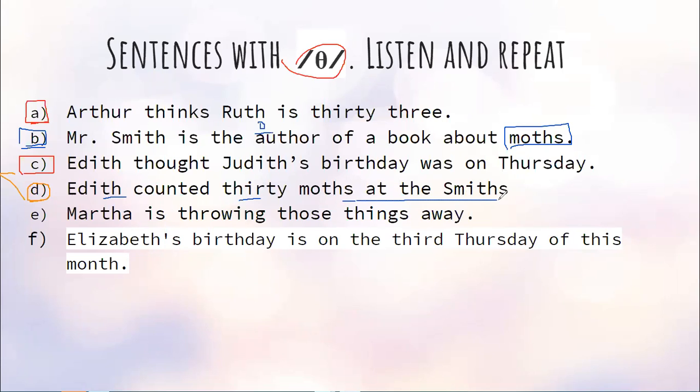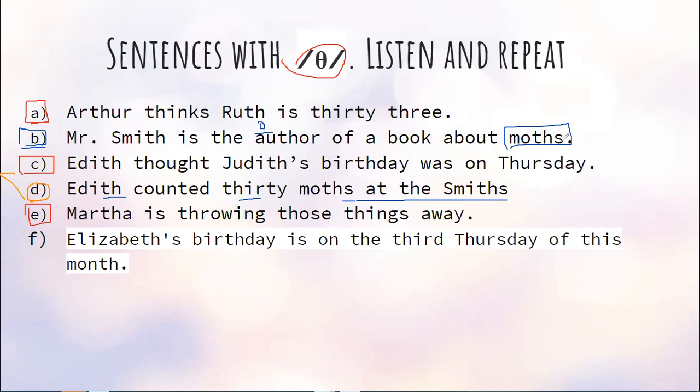Esta parte es compleja. A ver, la última vez, Pancha. Moths at the Smiths. Yes. Good. Pancha Poppins, Mary.